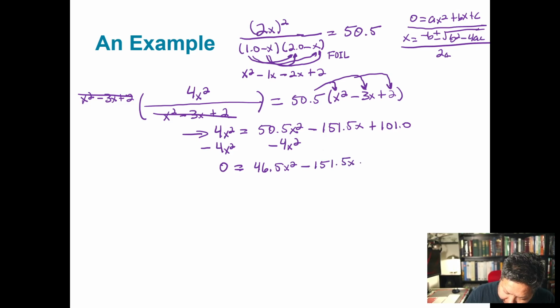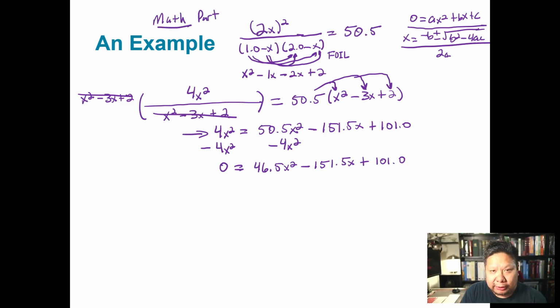151 minus 151.5x plus 101.0. Well, this is great, right? Using math, which is why we call this part the math part, we were able to rearrange our equilibrium expression to the quadratic form that we need to solve with the quadratic equation, right? Because now we have a here, b here, and c there to plug into the quadratic equation.